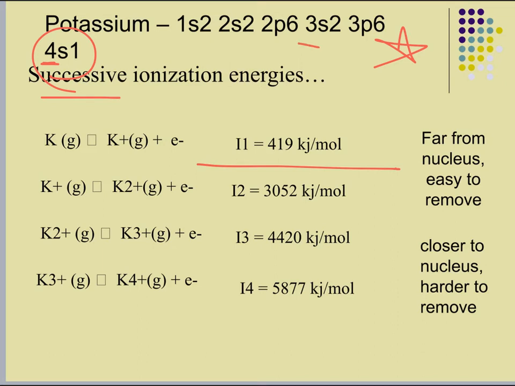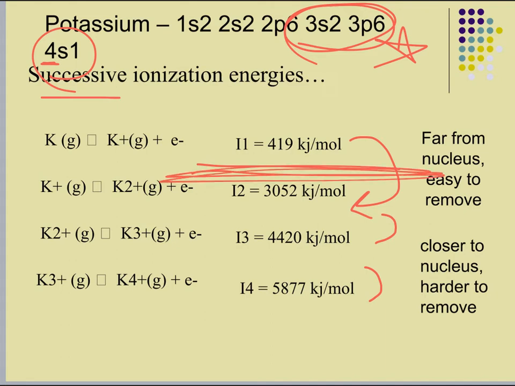Once I reach into the third energy level, which would then be stable, it would have 8 valence electrons. Notice this huge jump going from 400 to 3,000 kilojoules per mole. The subsequent energies do require more. There's an increase, but there are no huge jumps like there is between the 419 and the 3000. So your goal, if you're looking at data like this, is to find the huge jump, and that's going to tell you where your valence shell was.